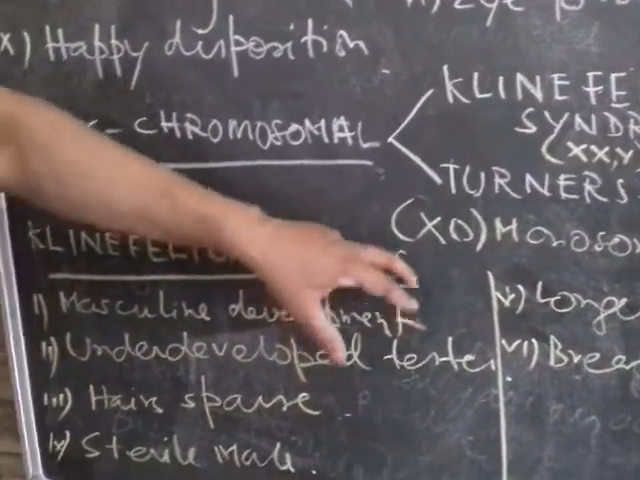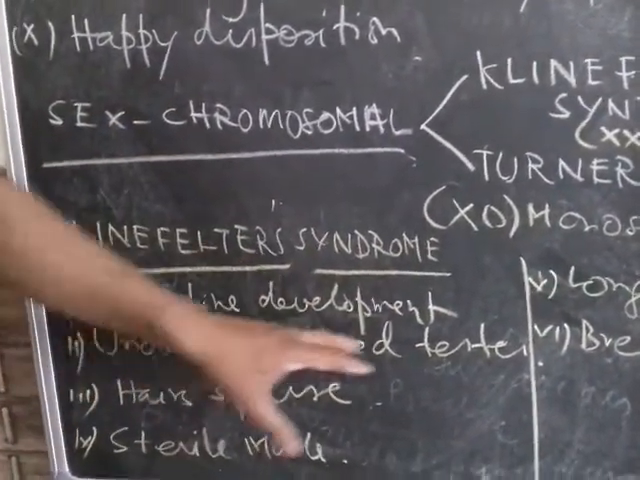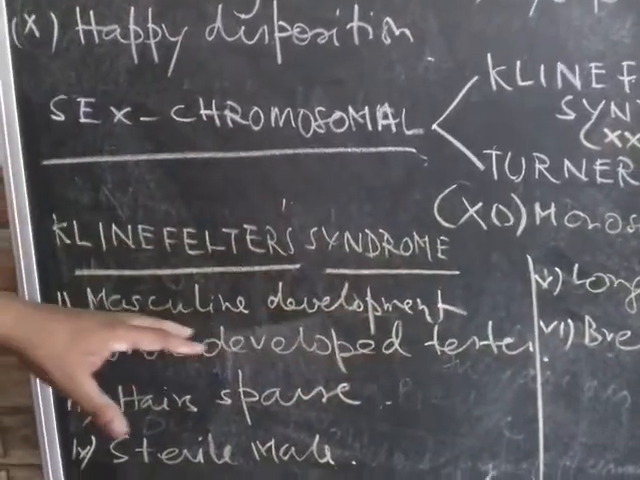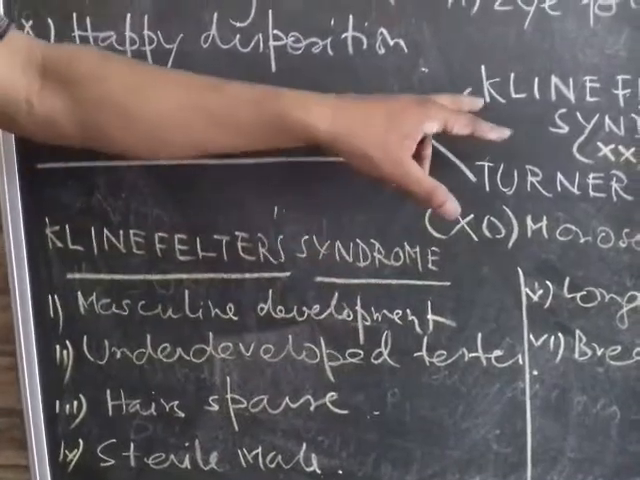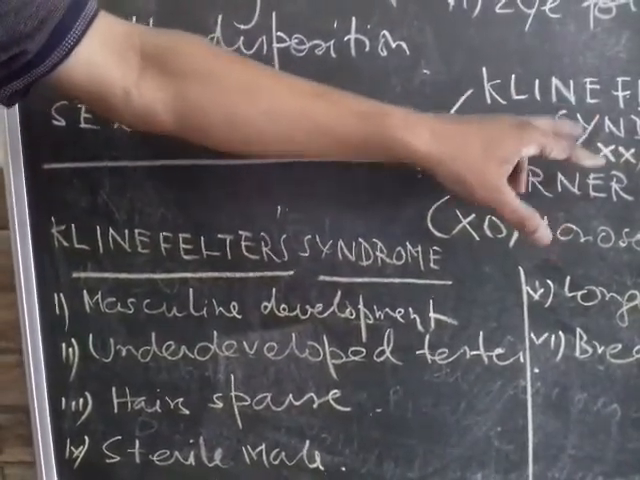So we see that this type of syndrome occurs. Why do we call it a syndrome? Because it is expressed phenotypically in various forms, though there is an anomaly in one particular chromosome.